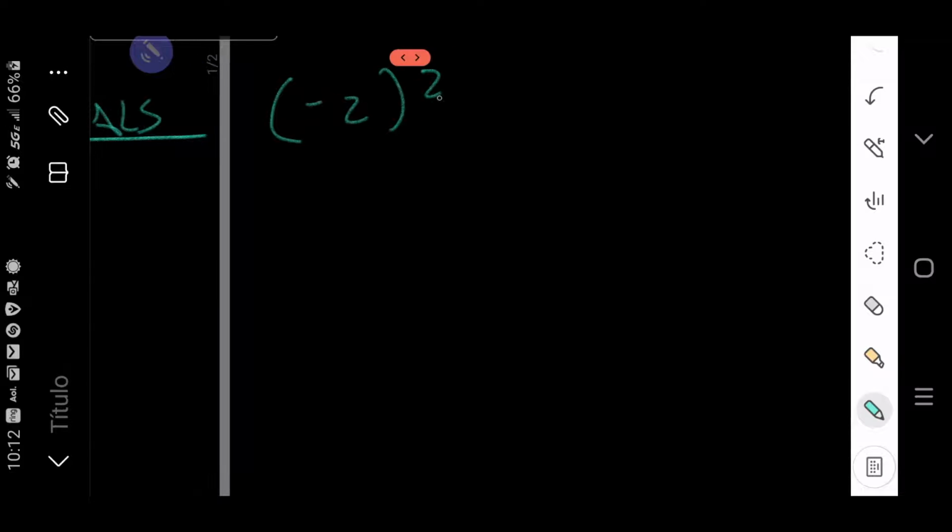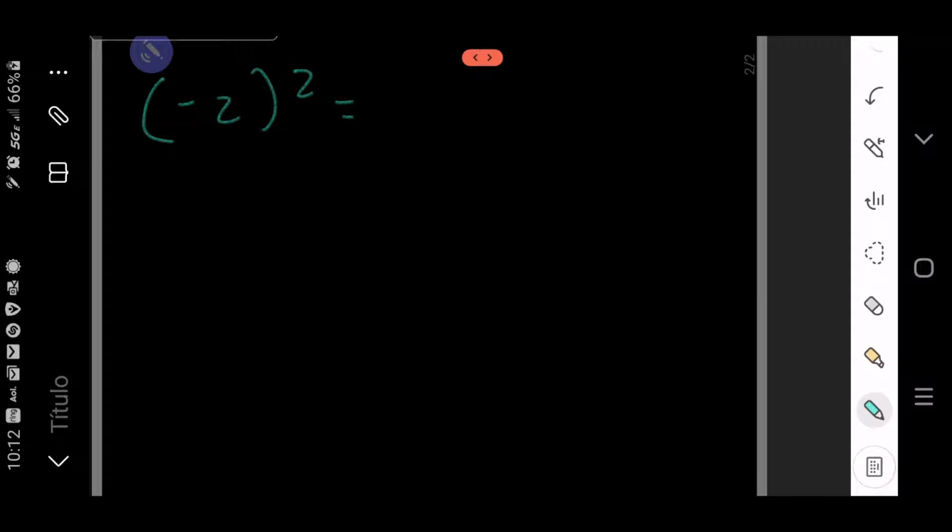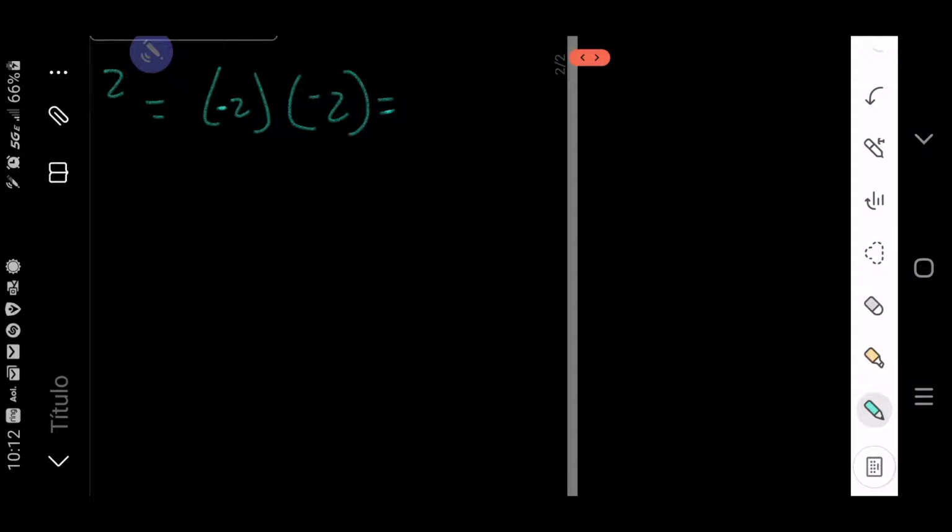And what if we have a negative number? How would we do that? As an example, let's do -2 squared. That would equal -2, put the negative there, times -2. And negative times negative equals positive. 2 times 2 equals 4. So the answer would be positive 4, or simply just 4.